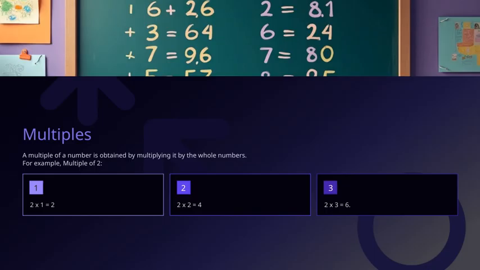This idea of multiples is really important because it helps us understand patterns in numbers and is fundamental when we're working with factors, divisibility, and even more advanced topics later on. Remember, the key point here is that multiples are simply the results of multiplying a number by whole numbers, and they help us see the relationships between numbers in a clear way.